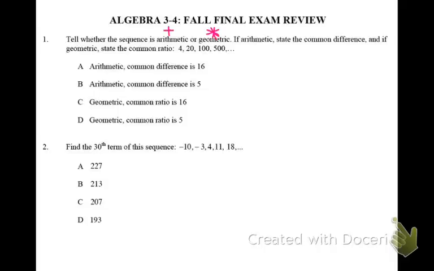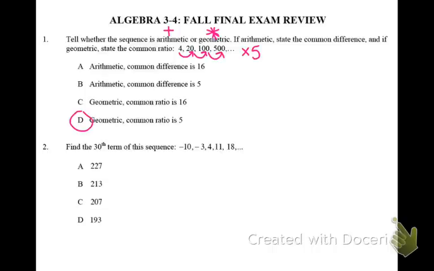So the first thing you need to do is figure out what's happening from term to term. So you're going from 4 to 20, 20 to 100, and then 100 to 500. You're not adding, so in this case you're multiplying by 5 every single time. Since you are multiplying, it is geometric, and your common ratio is 5. So the correct answer for that is D.